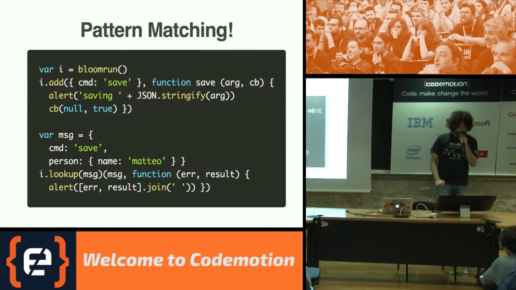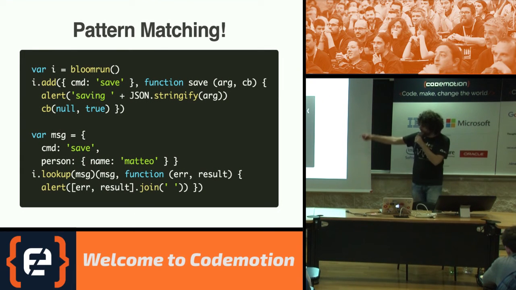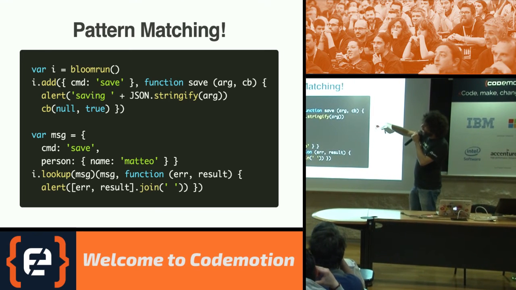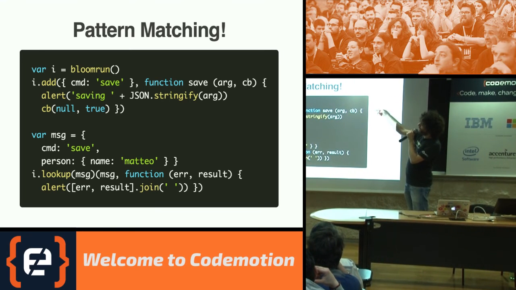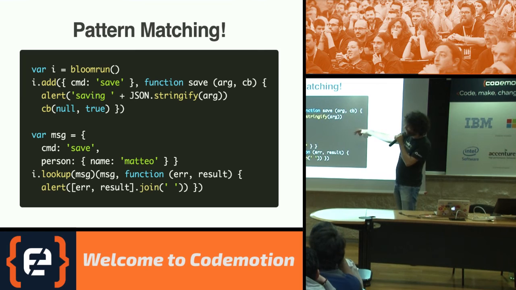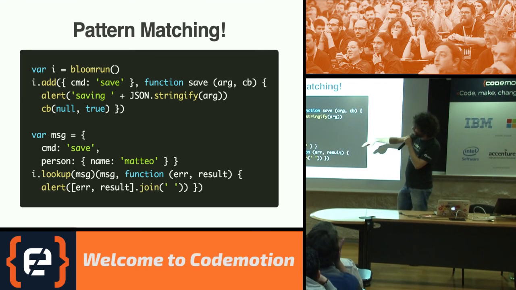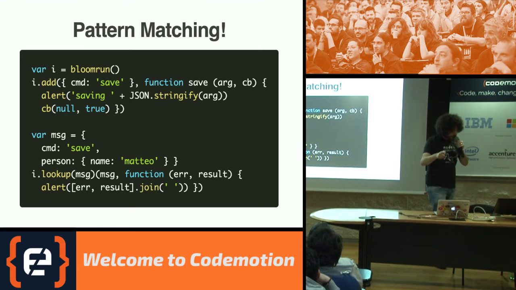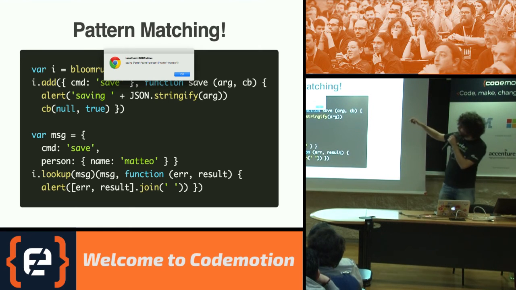It's pattern matching for JavaScript. You create an instance of Bloomrun. You call add. You add a command, command save, and you specify a function. Then you can look up that function using a pattern, specifying the message with your person and the command save, and this will get executed. Then this will call us back. Let's see if it works. Yes, it's working.